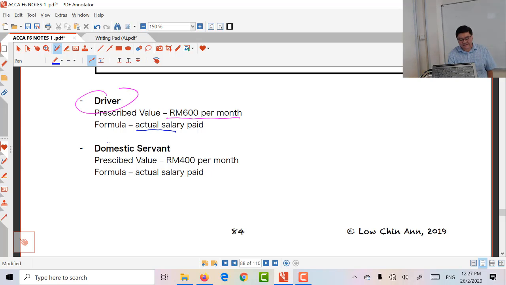Now, if you're given a servant, the value of the servant is 400 a month. Again, it's so cheap. You know what's the actual cost of a servant nowadays? You get a Philippine maid, it's 1,007.